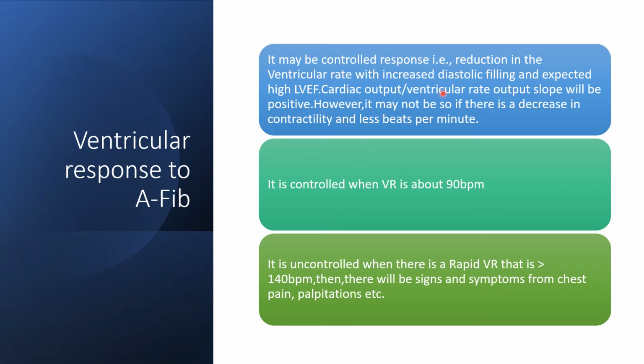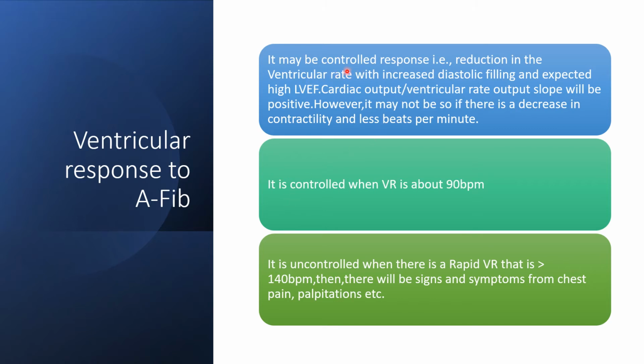So what I'm trying to say is, though the ventricular rate is not as fast as the atrial rate, if the force of contraction is not strong in the ventricle, and the rate at which the ventricle beats per minute is so small, we will not have a high left ventricular ejection fraction.